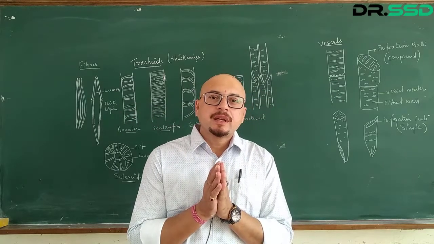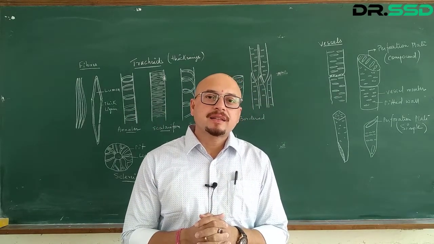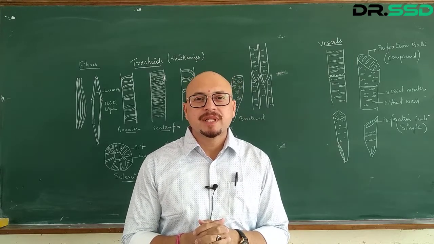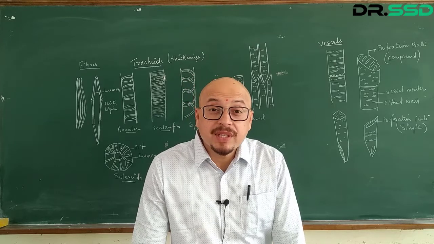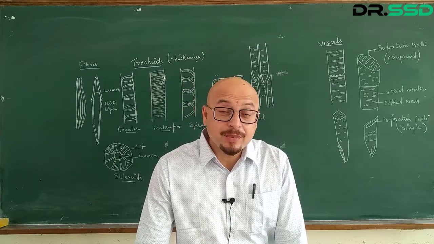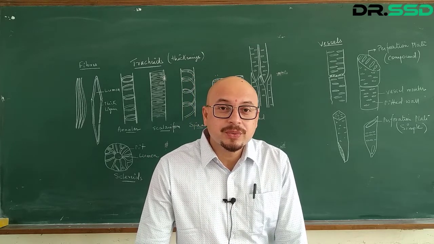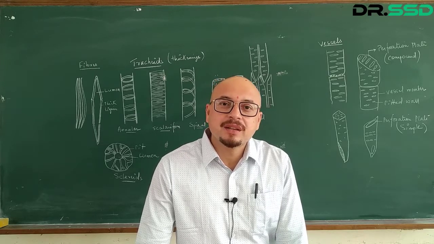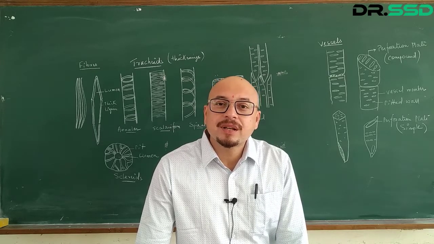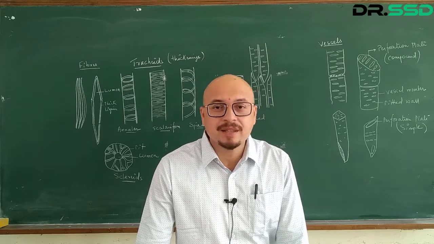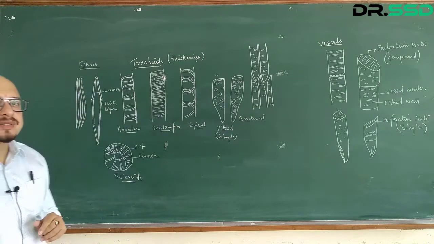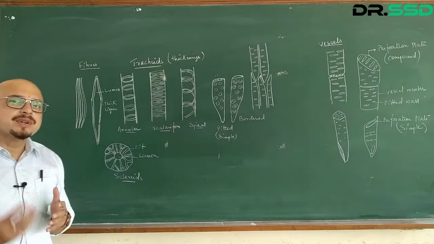So, after understanding the objective and the procedure, let's see what you're going to see under the microscope, because that is important. You need to understand, you need to differentiate between different types of complex tissues. Let's see. First, I will start with fibers. Let's see how fibers would look.